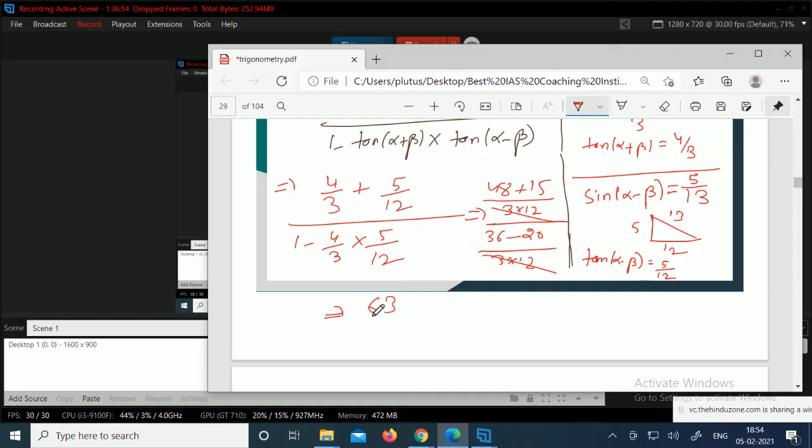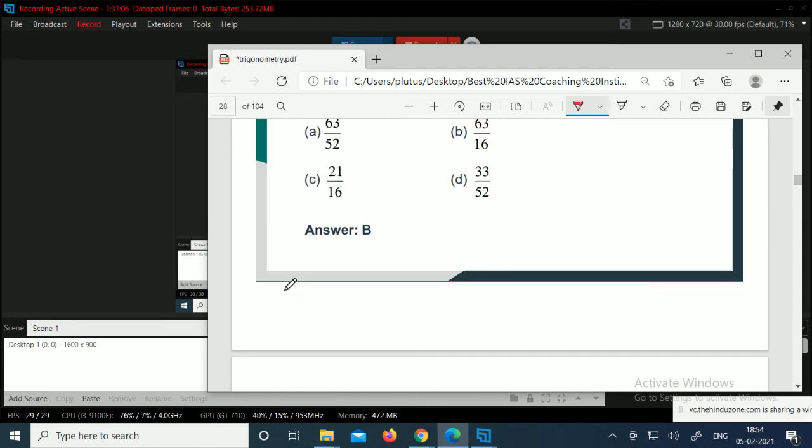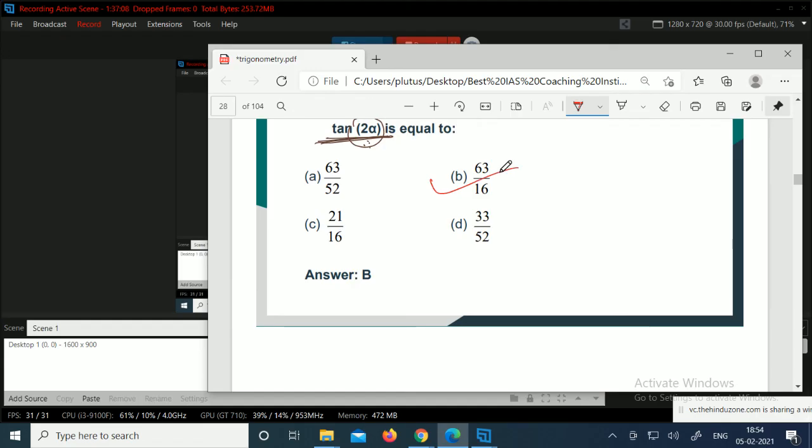And this is 16. This is our value for tan 2 alpha, because we have arranged 2 alpha in this way. So this is equal to tan 2 alpha. So our required value is this.